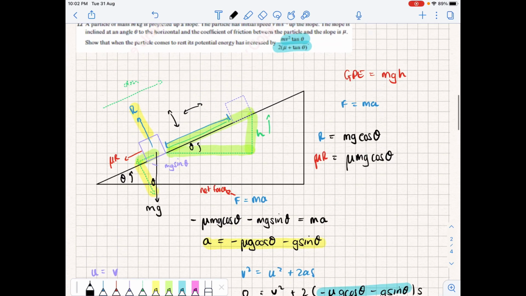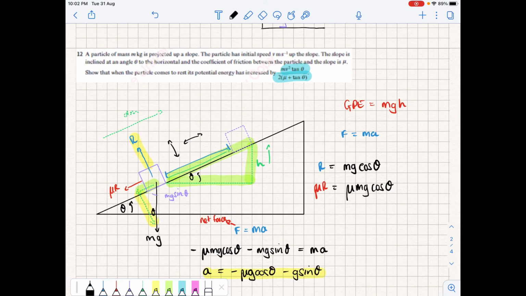Okay, so a fun little one where we've had to use all the tools that we've learned along the way in order to calculate the height, in order to calculate the increase in gravitational potential energy.